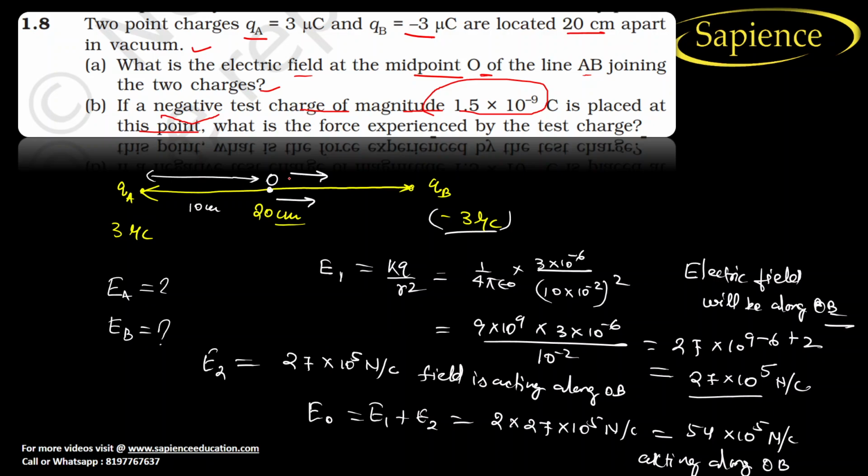Since we know that, it's a very easy part. We understood that the electric field acting at a point O is equal to 54 into 10 to the power 5 Newton per Coulomb, right? Now they have given the charge. When you put a charge, how much force will be experienced by this charge? So we need to understand the value of the charge they have given. The test charge is 1.5 into 10 to the power minus 9 Coulomb.